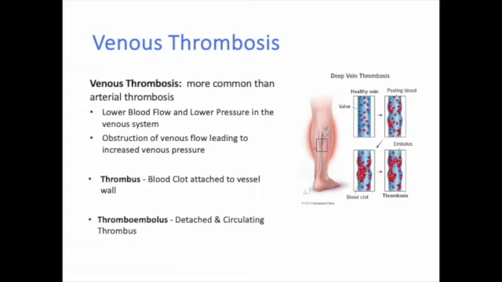Patients are more likely to have a venous thrombus than an arterial thrombus. Venous thrombus is a situation where there's going to be lower blood flow and lower blood pressure within the venous system, or it can be because there's an obstruction in the venous flow, which leads to increasing venous pressure. Over time, a thrombus will be formed, which is a blood clot that's attached to the vessel wall because there's venous stasis. Once that thrombus detaches and circulates, it becomes a thromboembolus, and sometimes we shorten it and just call it an embolus.